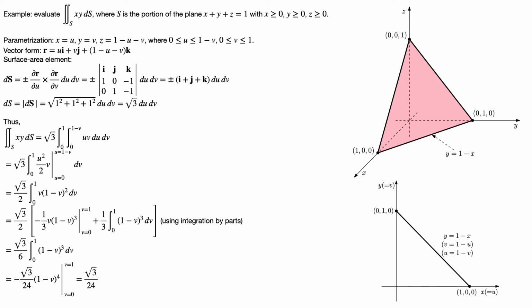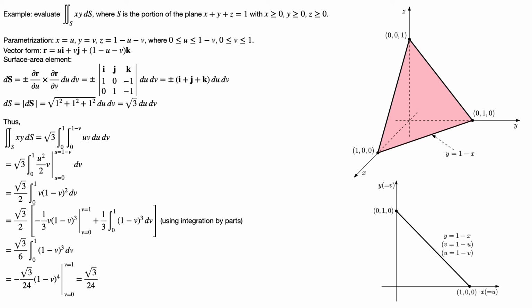So, by finding the partial derivatives of the position vector of a point on S with respect to u and v, taking the cross product times du dv, and then taking the magnitude of this, we find that dS equals the square root of 3 du dv.